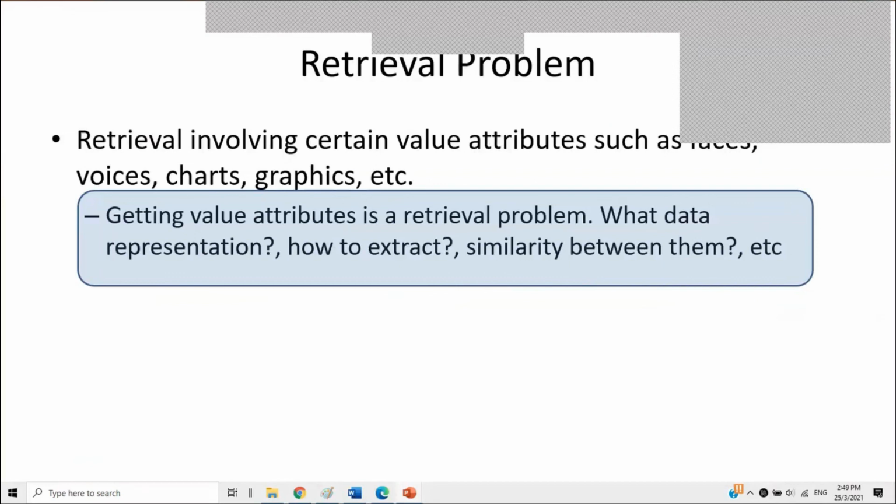So the retrieval problem is the main problem of a multimedia system, an image-based system, any system that has images and video. So retrieval is the problem. You must be able to explain the problem. What is the retrieval problem? Okay, I think I'm going to stop there.